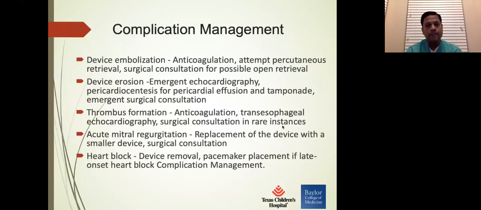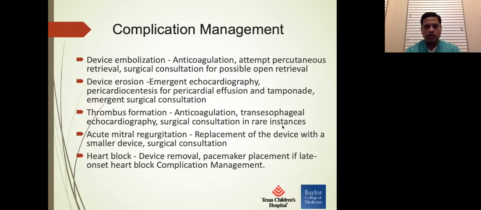If device erosion were to happen, usually it is recognized by patients complaining of chest pain or shortness of breath. You would need to do emergency echocardiography followed by surgical consultation with removal of the device and closure of the erosion and closure of the ASD at the same time. Occasionally, you can have thrombus formation around the device, in which case anticoagulation is probably the best way to treat it.